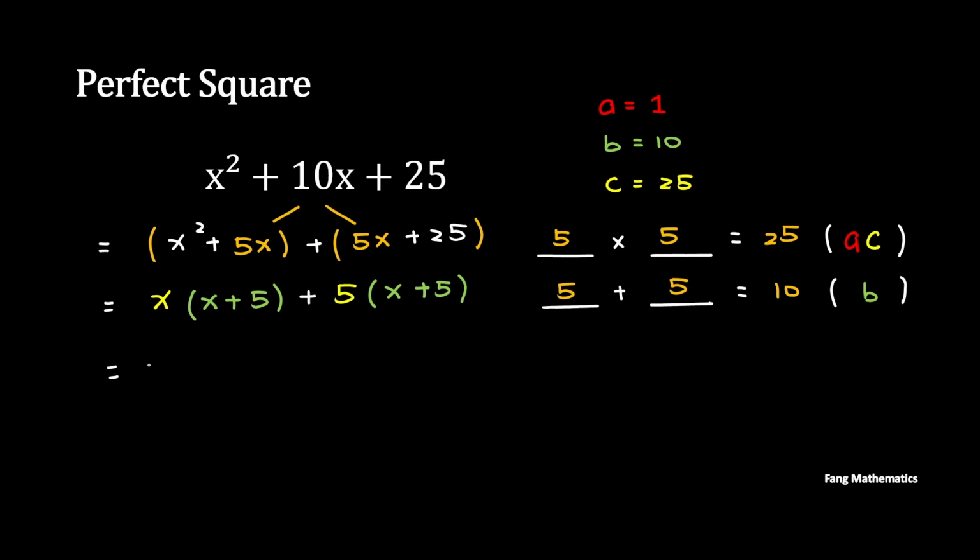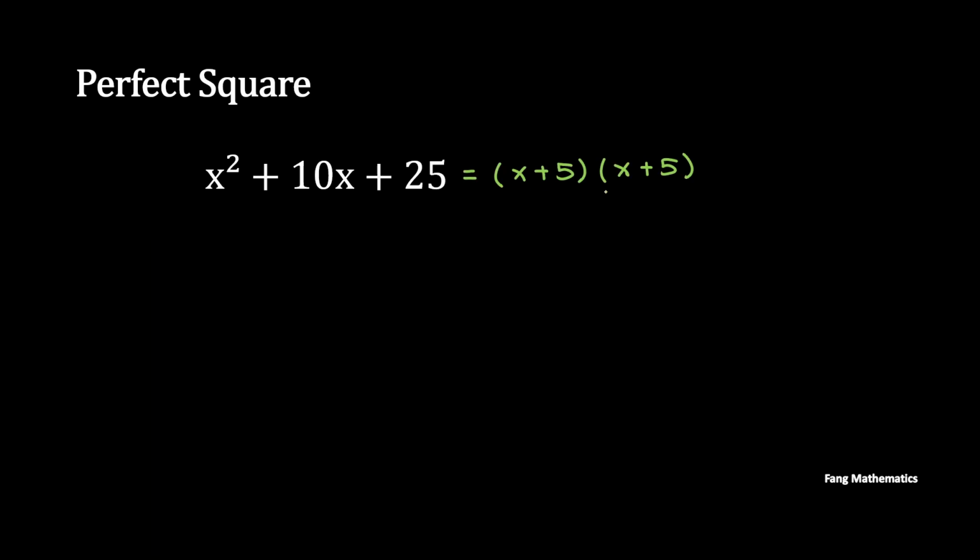Let's apply the distributive property where you have x plus 5 in common. And in another parenthesis, you are to put x and 5. Don't forget the plus sign. Let's look at the factored form we have on the right, where you have x plus 5 being multiplied with x plus 5. You can see that x plus 5 is being repeatedly multiplied for 2 times.